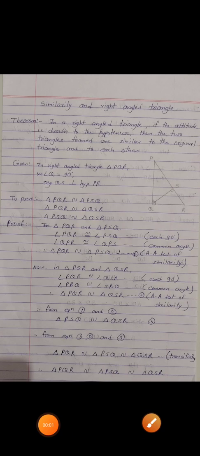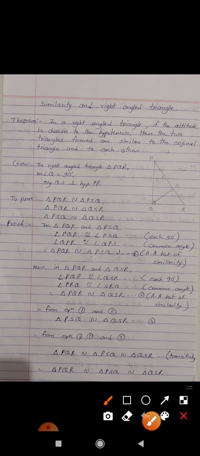Hello dear student, in the previous video we studied the statement of Pythagoras theorem, then the Pythagorean triplet. Then we studied properties of the 30-60-90 degree triangle and the 45-45-90 degree triangle. Today we are going to study similarity and right angle triangles, meaning the correlation between a right angle triangle and its similarity.